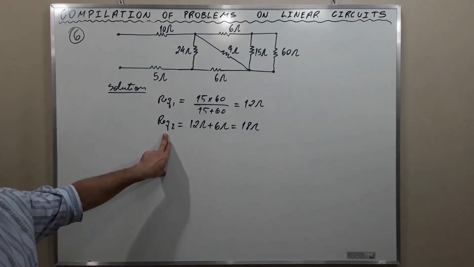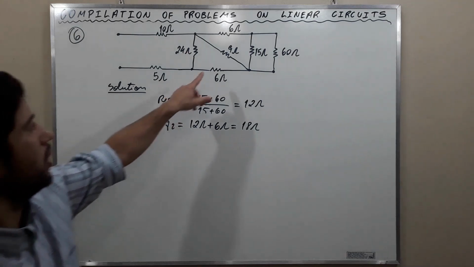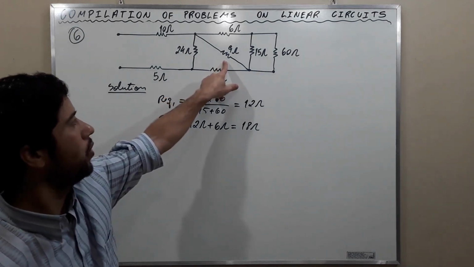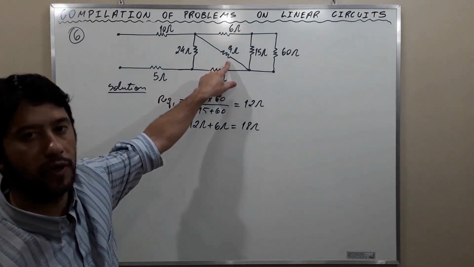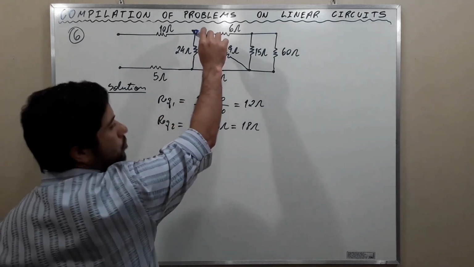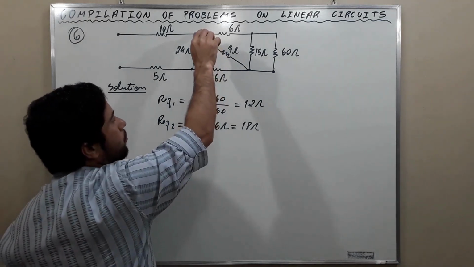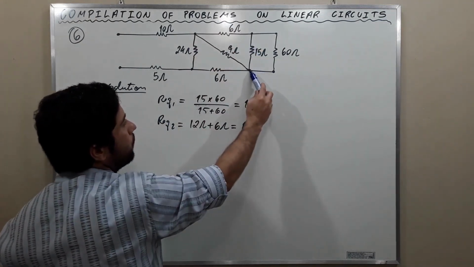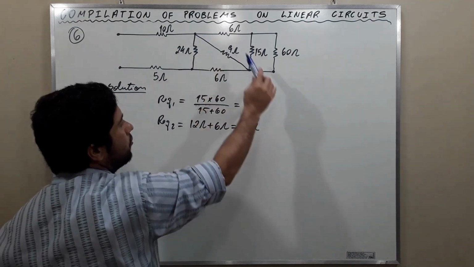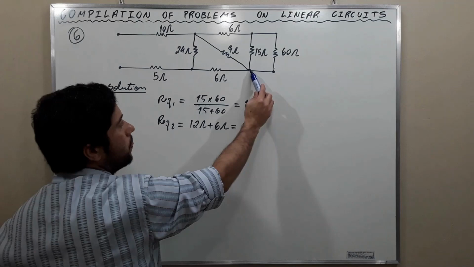The equivalent resistance number 2 is in parallel with this resistance here, 9 ohms. Okay? This equivalent resistance goes from this point to this point. This node to this node.